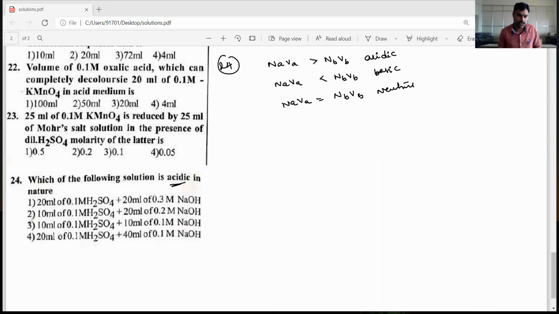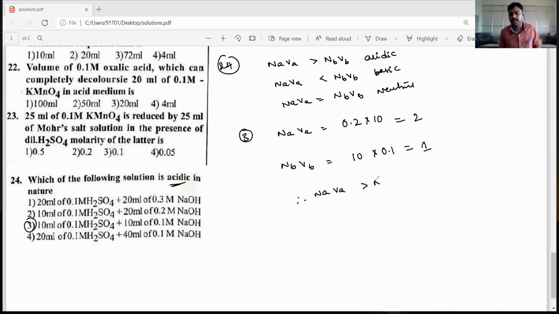Okay, dear students, now we have to find out the acidic solution. Let's see the third option, dear students. In the third option, H2S has n factor 2, so its normality is 0.2. If you observe, NaVa value is 0.2 into 10, which is 2, and NbVb value is 10 into 0.1, which is 1. Therefore NaVa is more than NbVb, so the resultant solution is acidic in nature. So the answer is the third one.